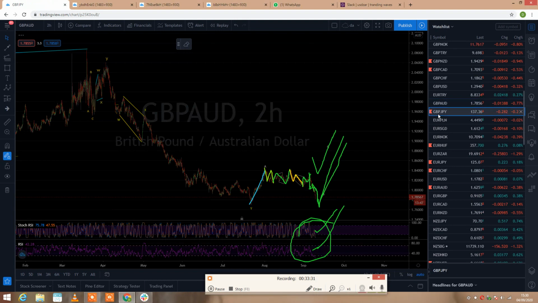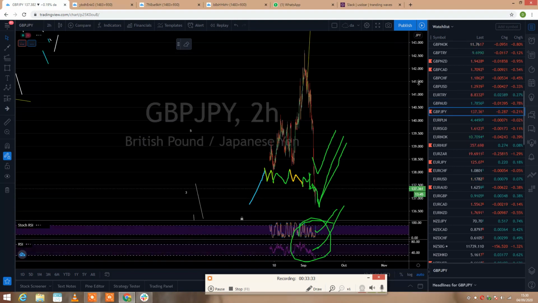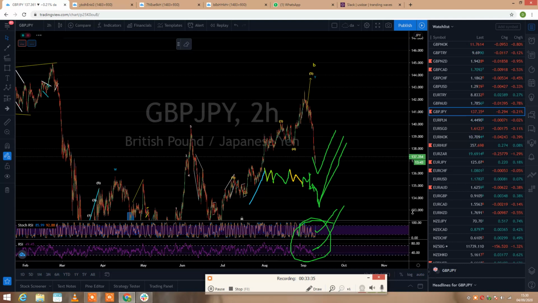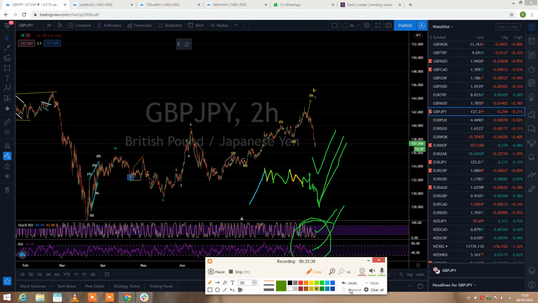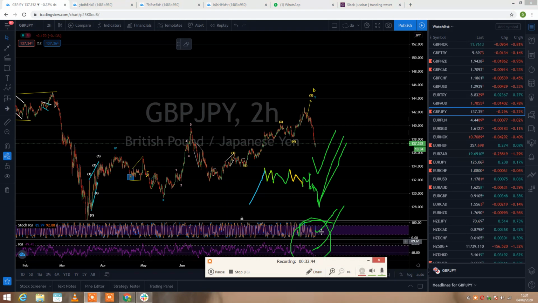Pound yen. Right. This one, I thought it can be, it also finished like wave 5, like what I did on the pound US dollar, but since it does not confirm that, that's why it's very important to be confirming.